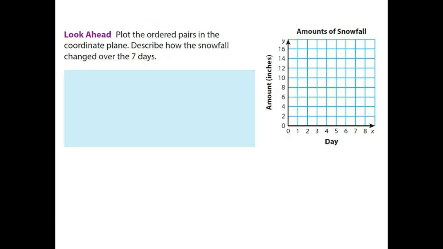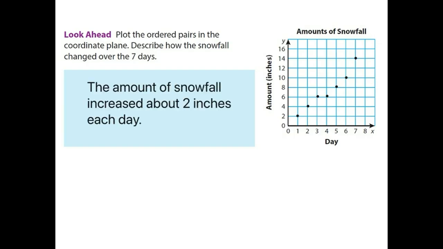And then, look ahead, we're going to plot the ordered pairs in the coordinate plane. Describe how the snowfall changed over the 7 days. So I am going to plot it all in the amounts of snowfall on the right there. So that's what the ordered pairs should be plotted like in that coordinate plane. Describe how the snowfall changed over the 7 days. Well, here's what I'm going to say. The amount of snowfall increased about 2 inches each day.